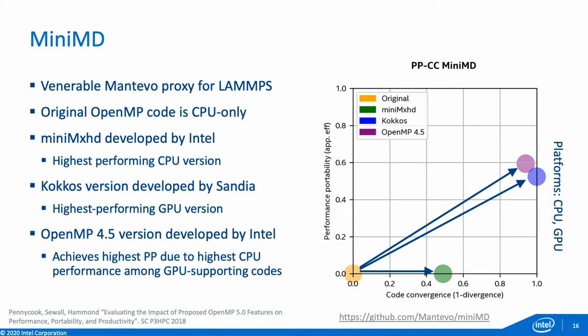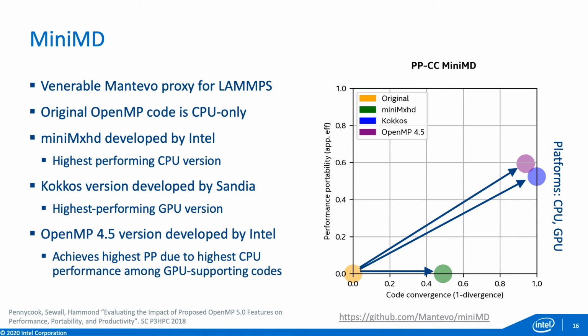MiniMD is a code that's been around for a long time. It's a proxy for LAMMPS. The original OpenMP code is CPU only. And a few years ago, John actually wrote MiniMDHD, which was a version for Xeon Phi and for Xeon that was highly vectorized and very tuned for those architectures. But both of these codes only run on CPUs, and so that's why they live down here. You can see them on the performance portability equals 0 axis, because they don't run on the GPUs that we want to run on.